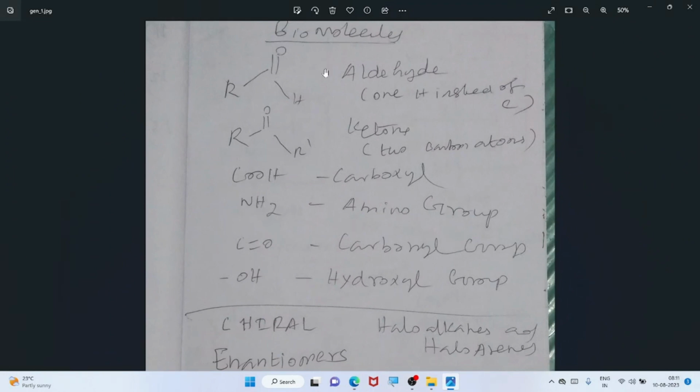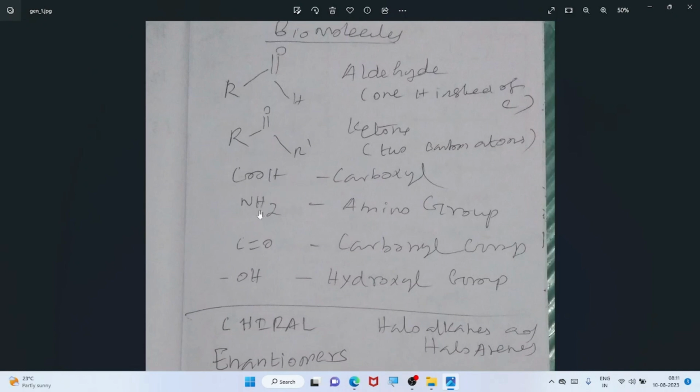This is an aldehyde group, where this carbonyl group, C double bond O, is connected to at least one hydrogen atom. This is a ketone group, where two other carbon atoms are connected to the carbonyl group, C double bond O. This is ketone.